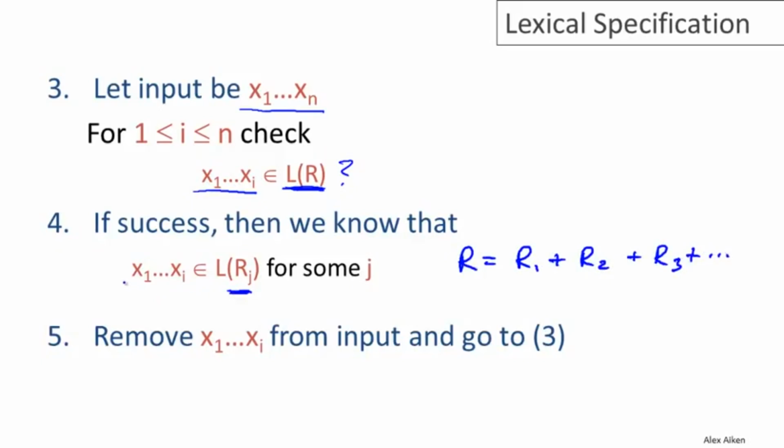So we know that this prefix x1 through xi is in the language of some Rj. And so we know that that's a word in our language. It's in one of the token classes that we're interested in. And so what we do is we simply delete that prefix from the input, and then we go back to step 3, and we repeat. And in this way, we keep biting off prefixes of the input, and we'll do this until the string is empty, and then we have lexically analyzed the entire program.